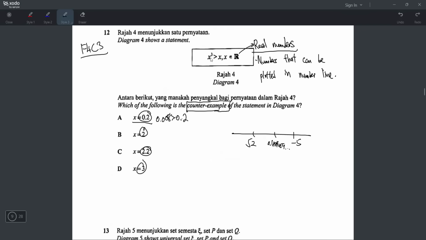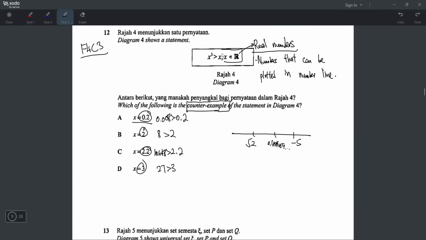Okay, let's do one more time. X equals 2. So 2 power 3 will be 8. And then it says bigger than x, so bigger than 2. Okay, next one, x power 3 bigger than x, so it'll be 2.2 power 3 bigger than 2.2. And then 2.2 power 3, you press, you get 10.648. Okay, last one, 3 power 3 bigger than 3, so it's 27 bigger than 3.